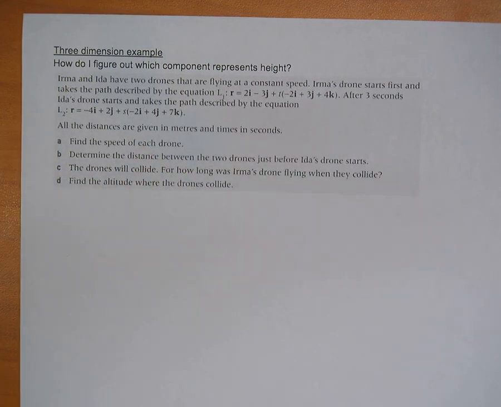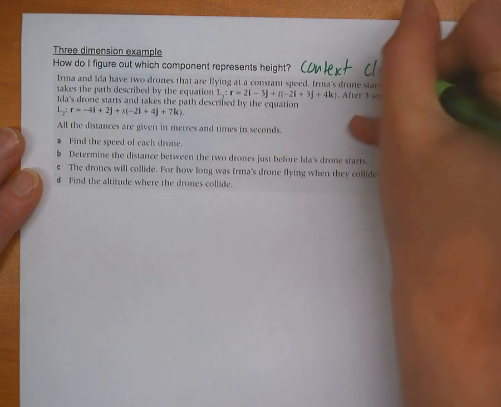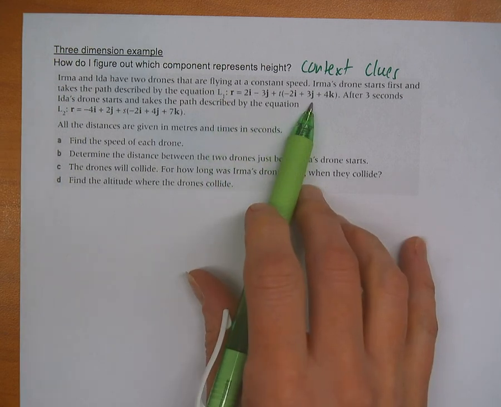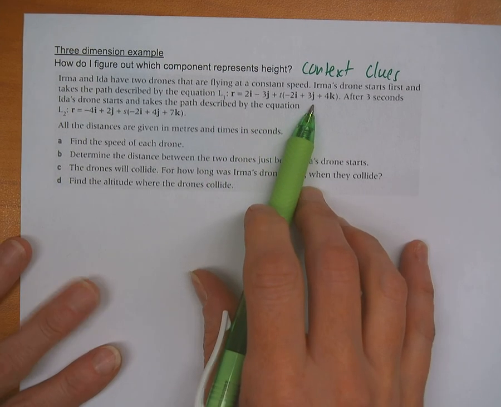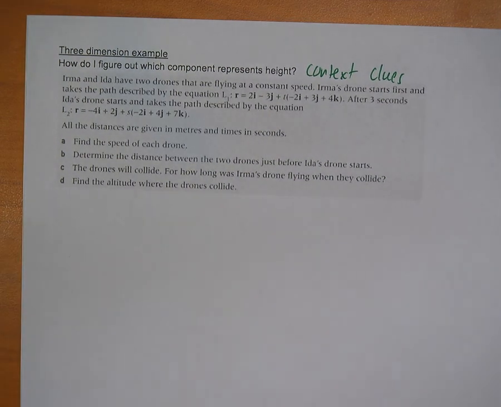They don't always do it that way, though. Occasionally, they'll make the Y component height instead of the Z component. So you don't want to assume it's automatically the Z component. You want to use context clues to help you determine that for sure. So if you read through the problem and you look at your equations carefully, you can probably tell which one is which. So let's look at this example.